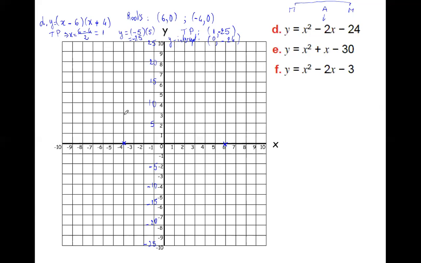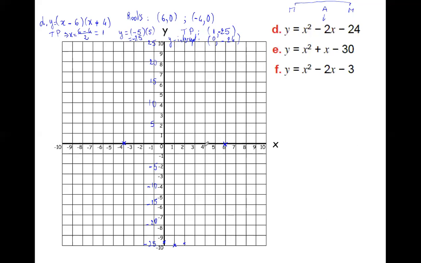The turning point, we did say it was at 1, which does make sense because from 6 to 1 you've got 5 squares and another 5. And we said it's going to be 1, negative 25. So I'm going to go 1 right up to negative 25. Negative 24 is a bit harder because I've got 22.5 here. So 24 is about here. So now to sketch this, I've got 1, 2, 3, 4 points. I can add another point here if I wanted to.